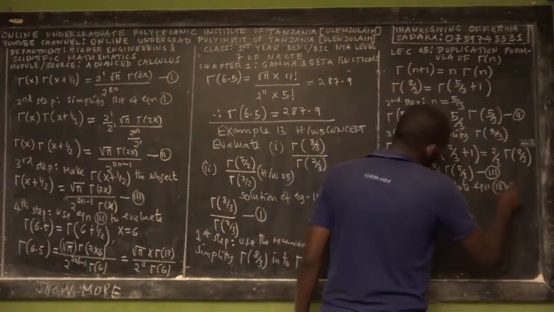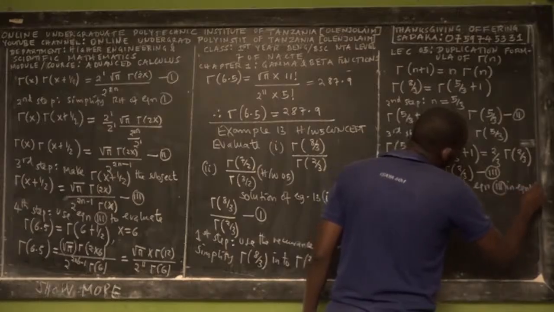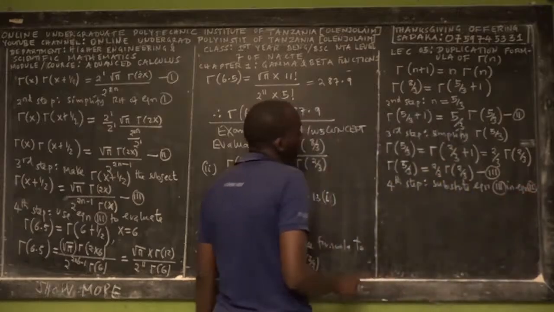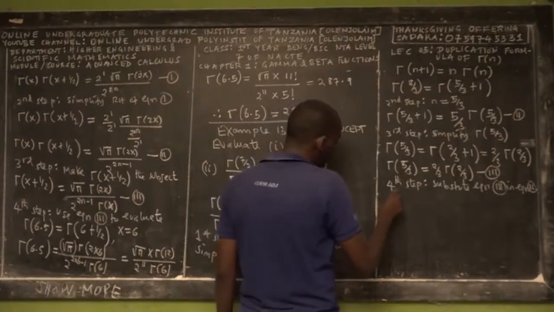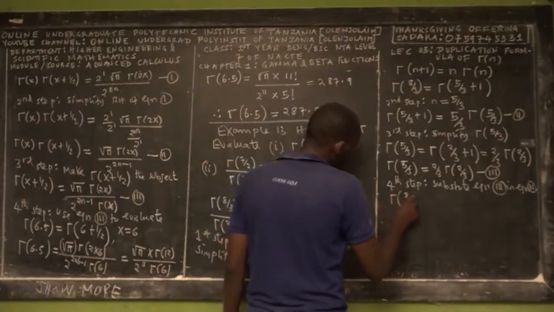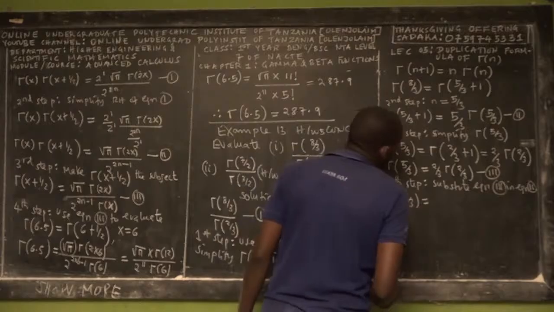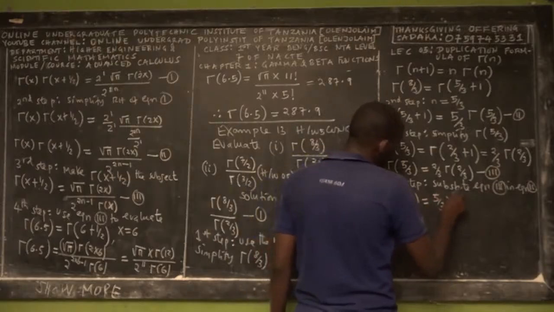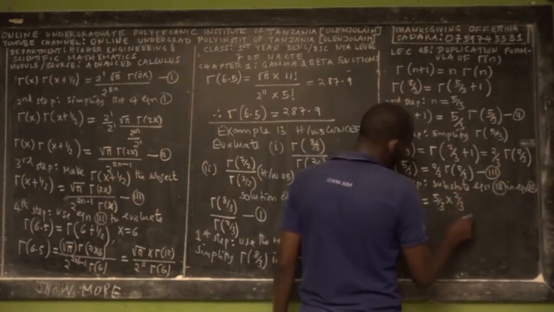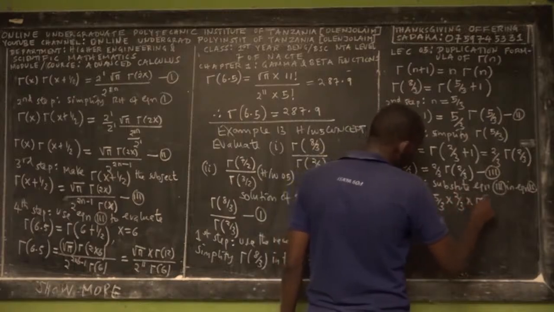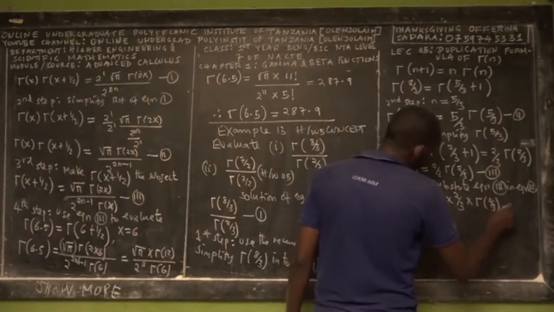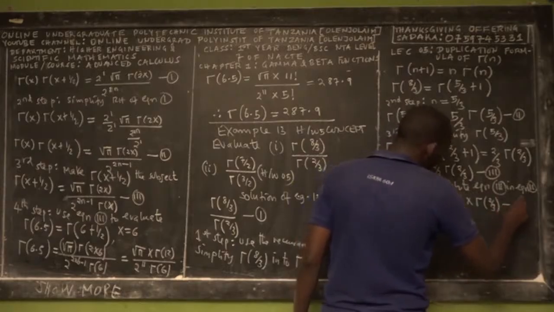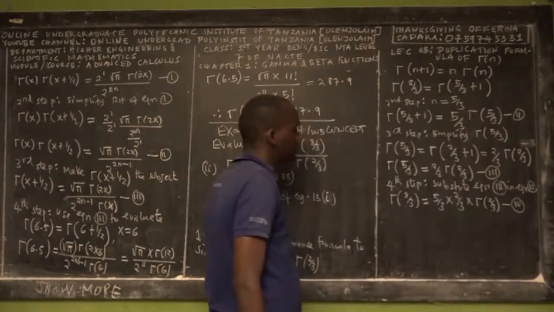Substitute question 3 in question 2. So you say that gamma of 8 over 3 is equal to 5 over 3 times 2 over 3 times gamma of 2 over 3. This is question 4.